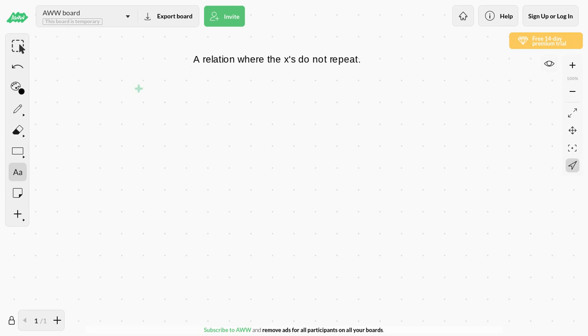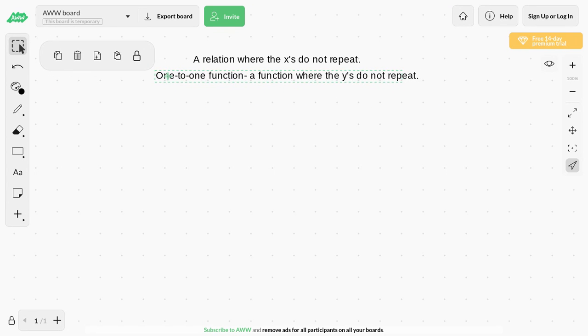And there's one more thing, and it's a 1-to-1 function. And that is a function where the y's do not repeat. So the x's and the y's both do not repeat. So those are the two things you kind of need to know. And let me lock that. Okay.